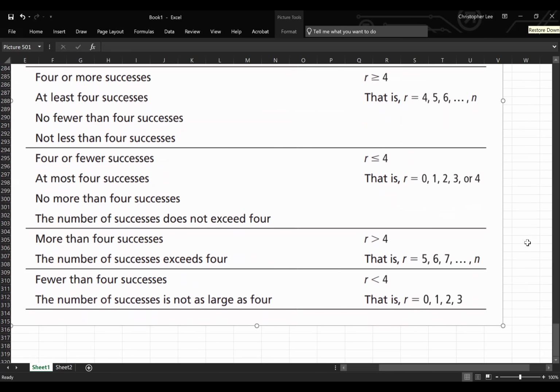Last one. If I say fewer than 4 successes, or if I say the number of successes is not as large as 4, that means R is less than 4, not including 4. So I'm talking about 0, 1, 2, and 3. All right. This is low-key the answer to all your homework. So have fun. All right. Any questions? You good? All right, I'm gonna call it at that.